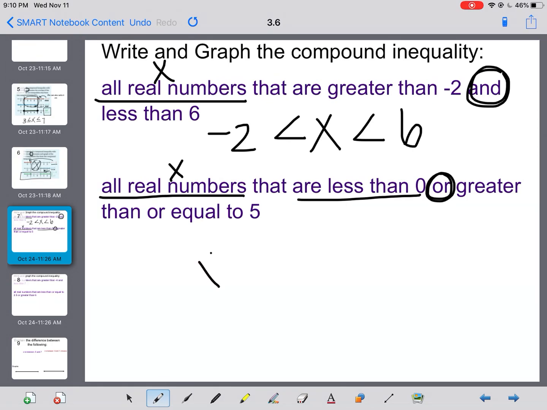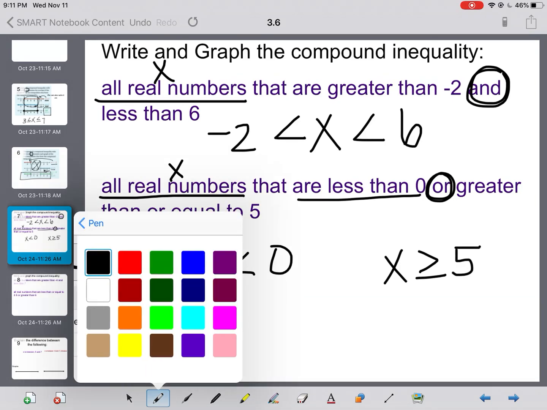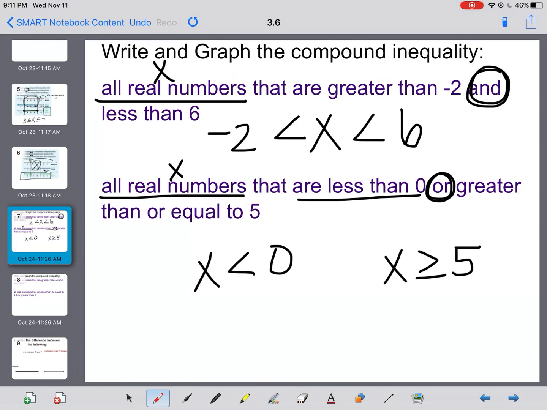Okay, all real numbers that are less than 0 or greater than or equal to 5. Okay, because of this or, I know that I'm going to need two inequalities. And I need my first one to be less than 0. And I need my second one to be greater than or equal to 5.